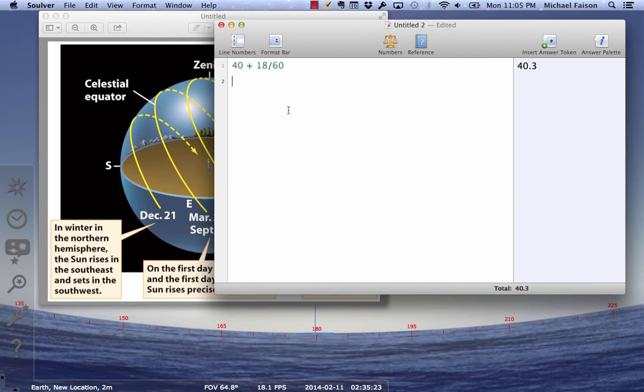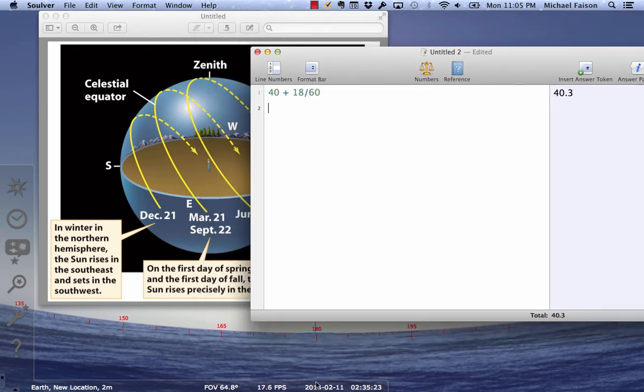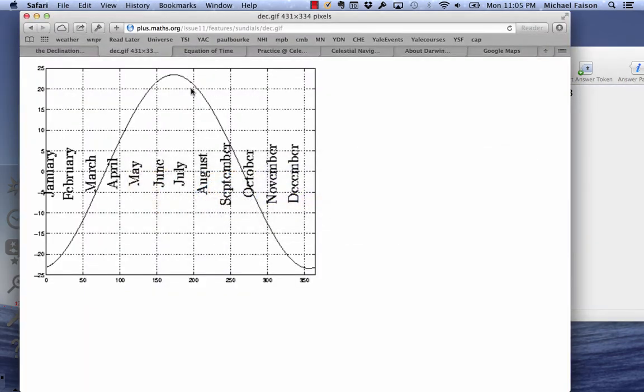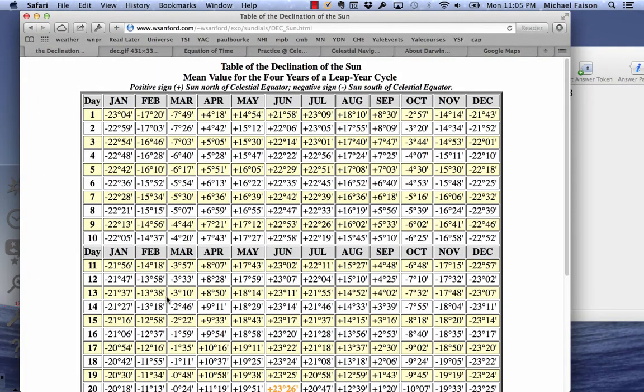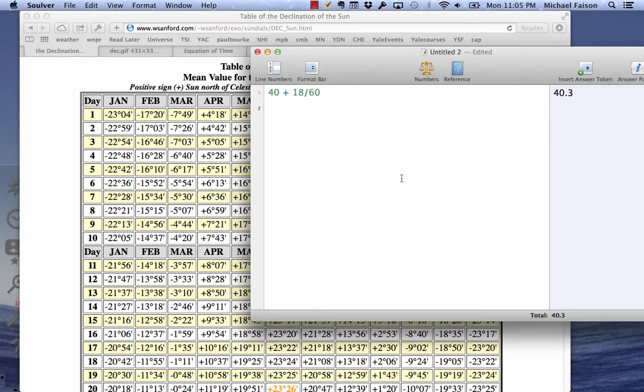So let's go look up the declination of the sun for February 11th. So I go to my table here. February 11th, it's at negative 14 degrees and 18 minutes. So let me write that down. So negative 14 degrees and 18 minutes. Really, it's 18? That's convenient.